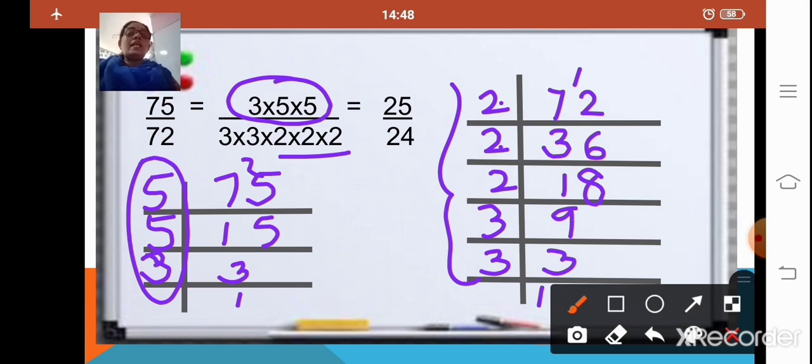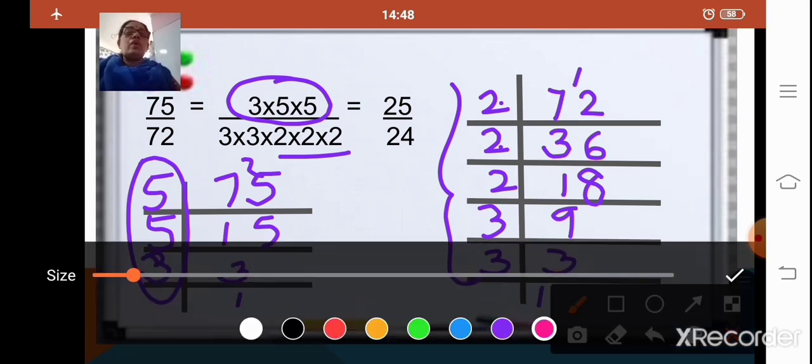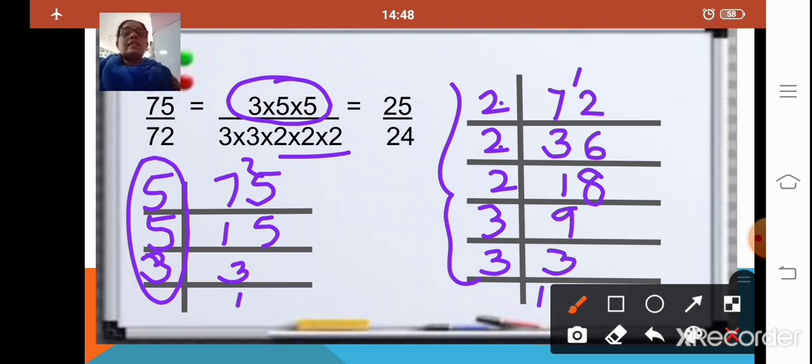Okay, now what is the next step you have to do? You have to cancel the common factors of the numerator and the denominator. Now here 3 is common, so you will cancel it. Now what is left out? Is any other number common here? No. Now 5 5s are 25, 3 2s are 6, 6 2s are 12, and 12 2s are 24. So 25 upon 24 is your answer.